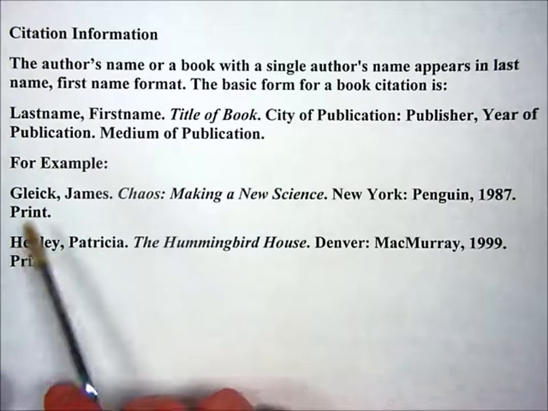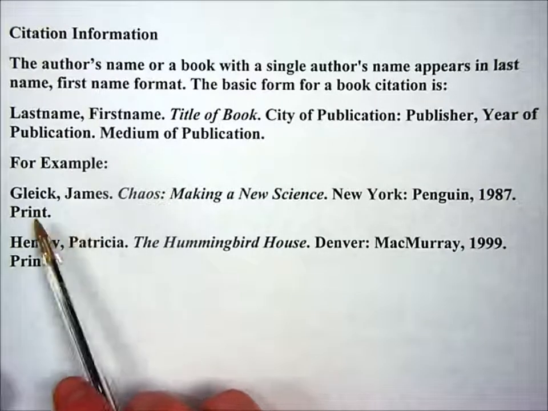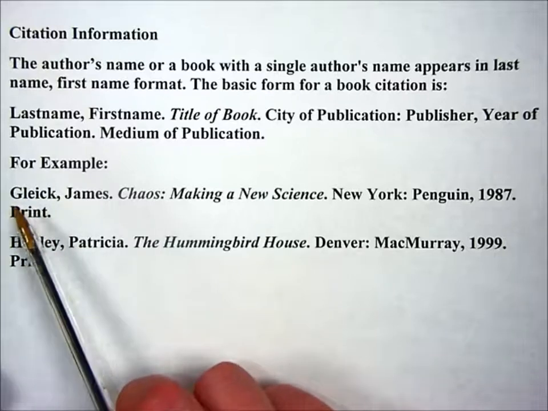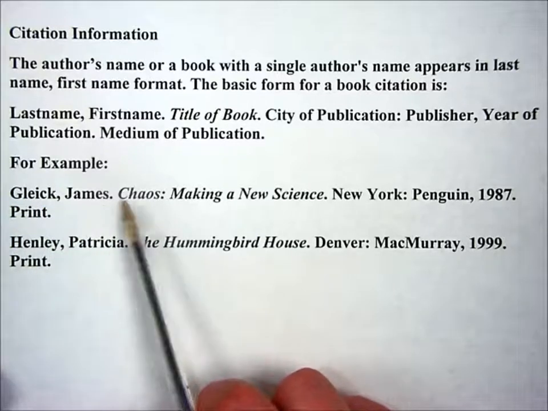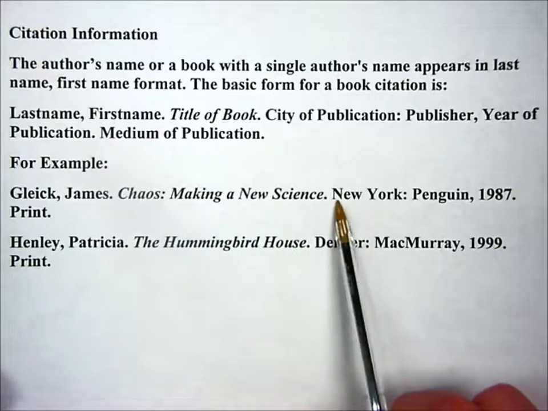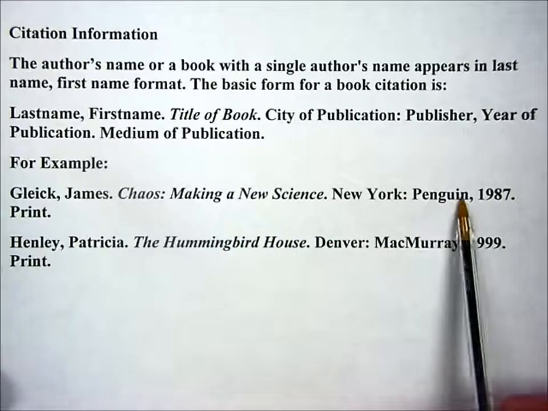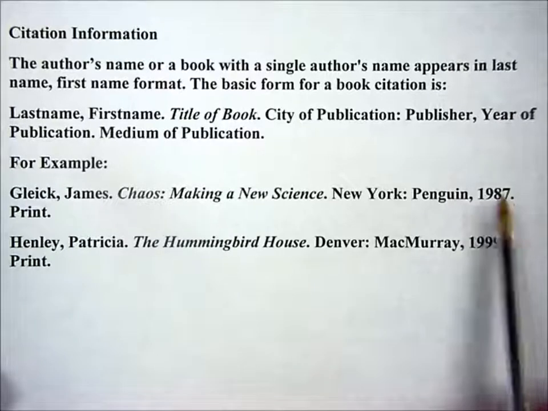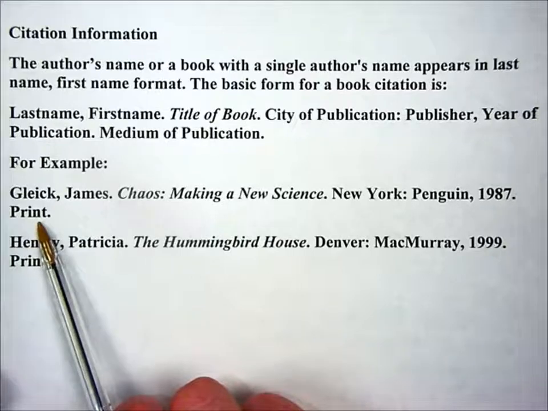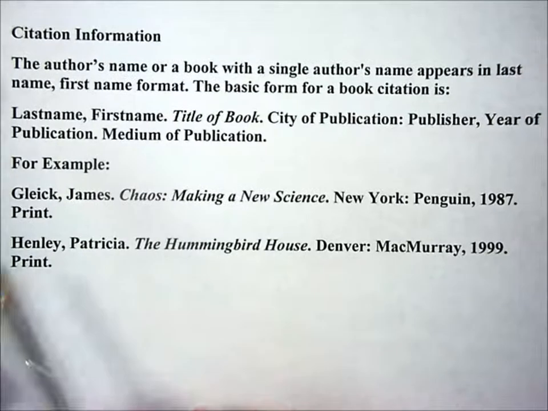For example, if you had a book written by James Gleick called Chaos, Making a New Science, this is how you would cite it. Gleick, comma, James, period. Chaos, Making a New Science, in italics, period. New York, colon, Penguin, comma, 1987, period, print. All books should have print at the end of their citation.